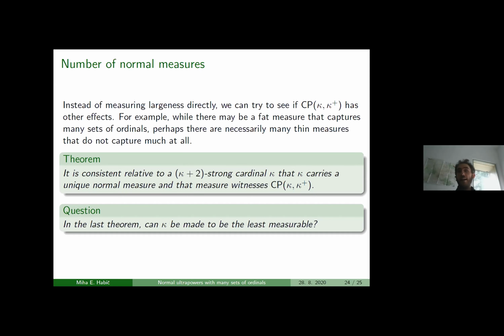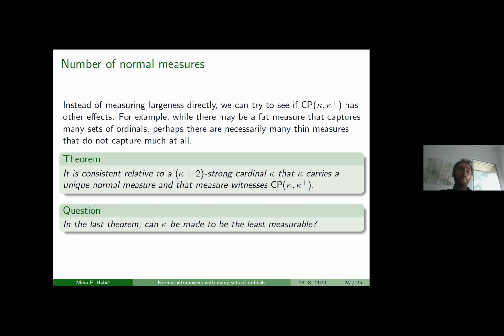So honestly, I expected this to be the case here as well, right? So that even if the capturing property holds, you could just prove that there is always a measure that doesn't capture much. And this turns out to be false, okay? We can prove that it's consistent, again, relative to a kappa plus 2 strong cardinal, so if you start with a kappa plus 2 strong cardinal, you can find another model where kappa carries a unique normal measure, but that unique normal measure still witnesses the capturing property at kappa plus. So there's one single normal measure on kappa, and yet that measure is quite fat.